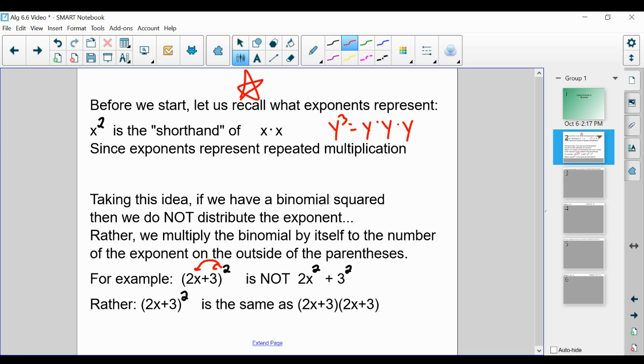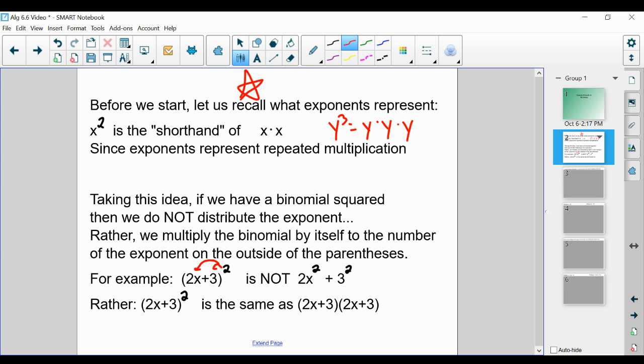This again is a common error that students make. Some students like to distribute the exponent of the 2, and we cannot do that. That is not mathematically proper. We have to understand that we have to write our binomial twice if it's getting squared. If it were to be getting cubed, or to the third power, we would write 2x plus 3 times 2x plus 3 times 2x plus 3. Whatever the exponent is on the outside of a set of parentheses, we multiply what's inside that many times. Awesome. Now, with that in mind, let's start to approach these special products of binomials.